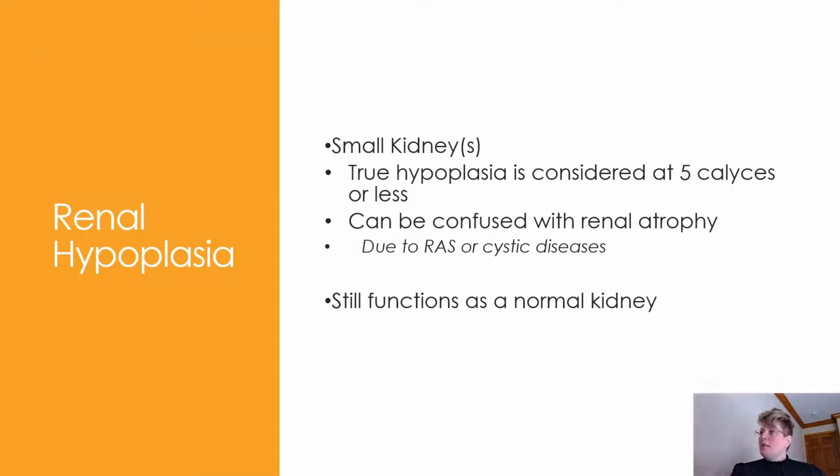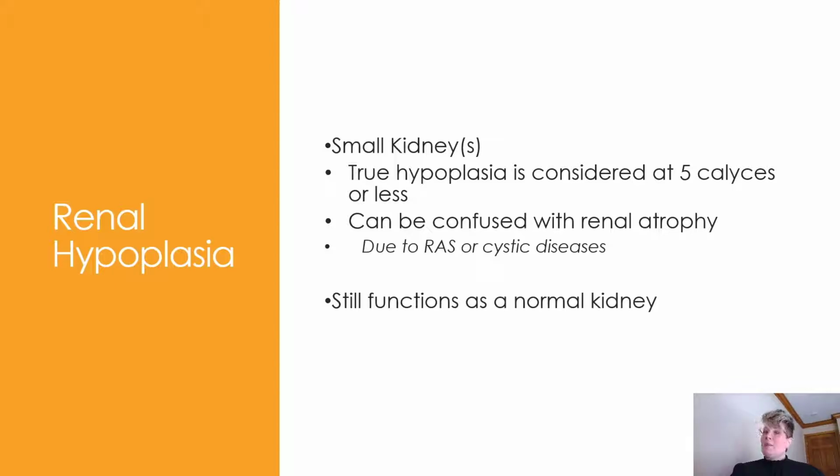Now the next renal anomaly is called renal hypoplasia. And renal hypoplasia, hypo means low, plasia means growth again, so low growth. This means small kidneys. True hypoplasia is considered when we only have 5 calyces to a kidney. Most of our kidneys have somewhere between 7 and 13 calyces. So true hypoplasia is when there is 5 calyces or less.